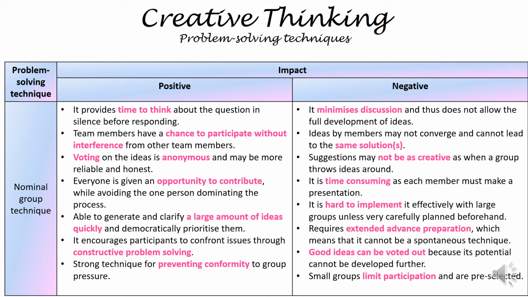The voting also, in your small groups, the voting on ideas is anonymous. So people are not going to be pressured to vote for a more dominant person's idea just because they have to do it in front of everybody. Because it is anonymous, it leads to a more honest and reliable vote. Everybody is also given the opportunity to contribute, as I said, without one or two more dominant people with stronger personalities dominating the process. Now, everybody can contribute equally.